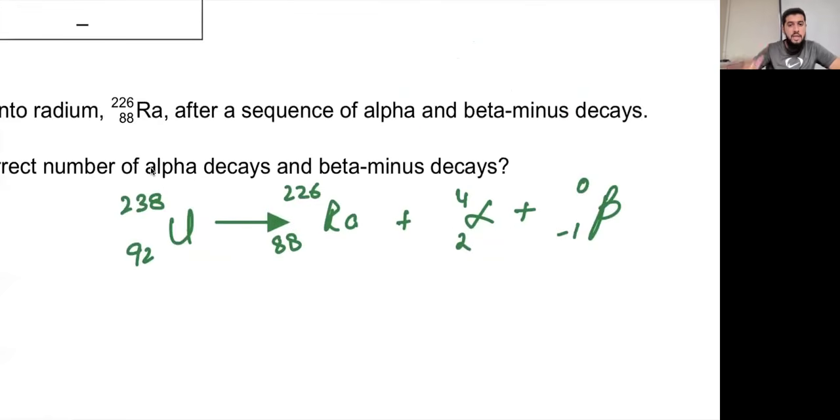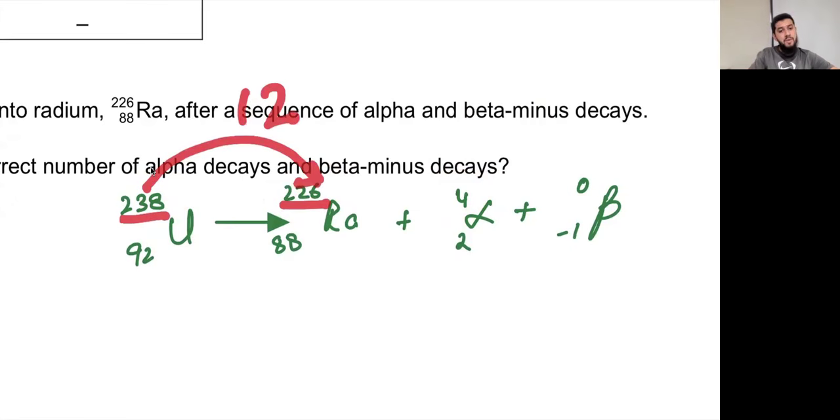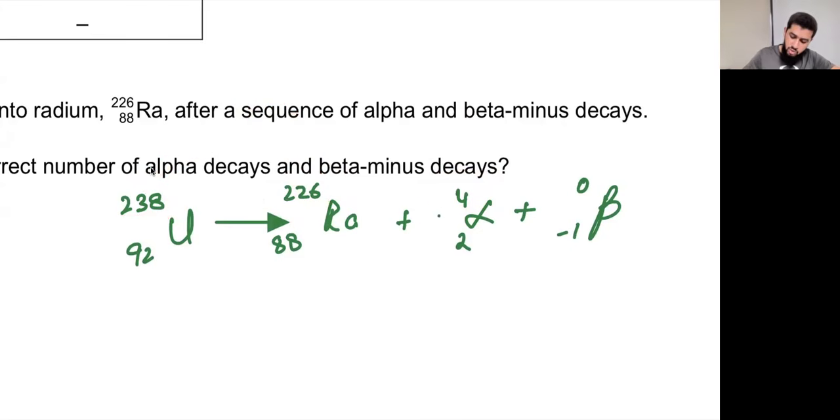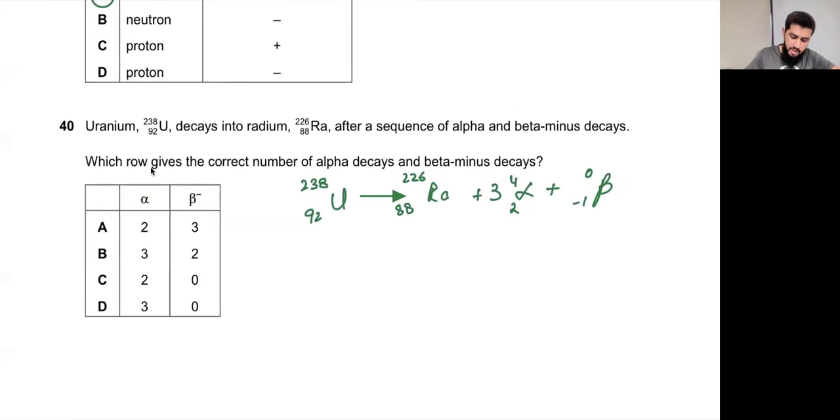Let's look at the alpha decays first. If you look at the nucleon number, you can figure out the alpha decays. This is 238, this is 226, which means there's a difference of 12 here, which means 3 alphas. You have 3 alpha particles.